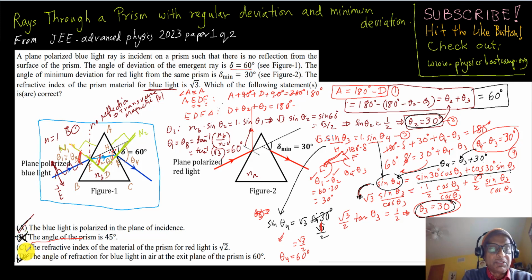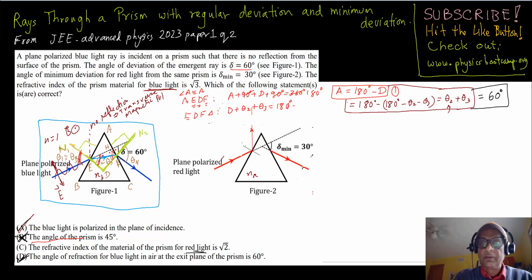So to decide about C, I have to look at the red light, this part. So I'm going to now erase this. Okay, so this one is really interesting because we are at the minimum, which means if I reverse the ray, I'll come out the same way. So there's a symmetry here. So if this is horizontal, and this normal and this normal, a whole bunch of symmetry you can apply here.